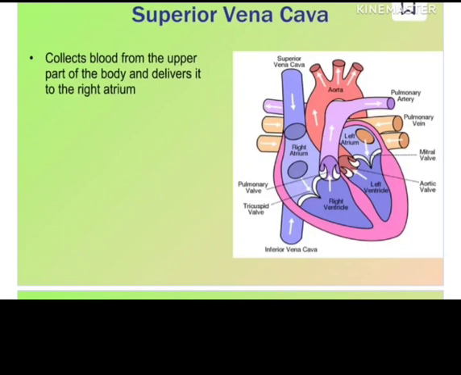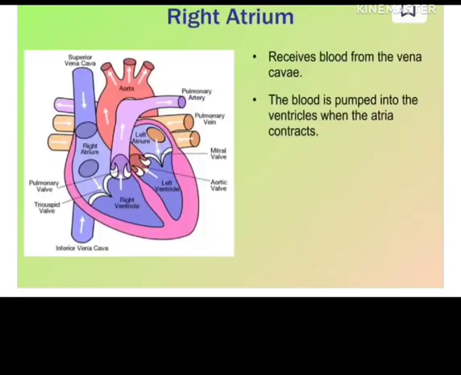Next is the superior vena cava. It collects blood from the upper part of the body and delivers it to the right atrium. Then next is the right atrium.